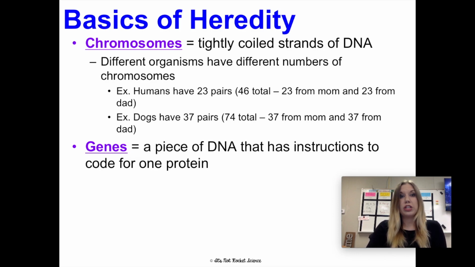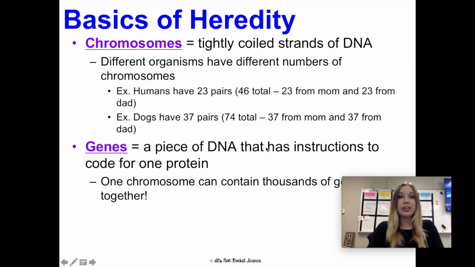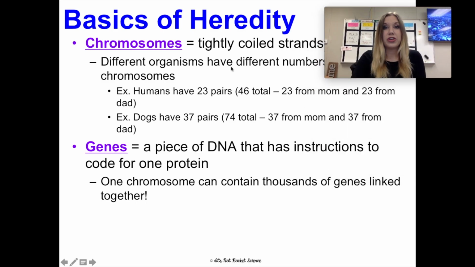So when we're talking about what a gene is, now we know chromosomes, what about a gene? A gene is just a specific piece of that DNA that has instructions to code for one protein. Like I said, nucleic acids are big molecules. Remember, we have 3 billion base pairs of DNA located in our bodies, and so that is a long, long strand. A gene is just a very specific cut of that long strand that codes for a single protein. Why this is important is that one chromosome can contain thousands of genes all linked together.